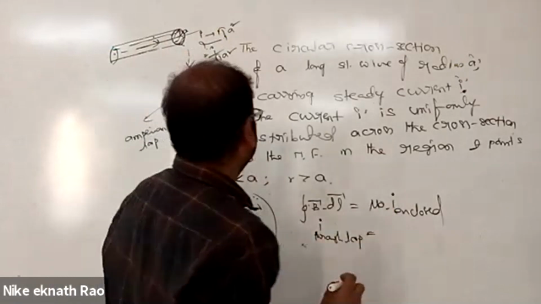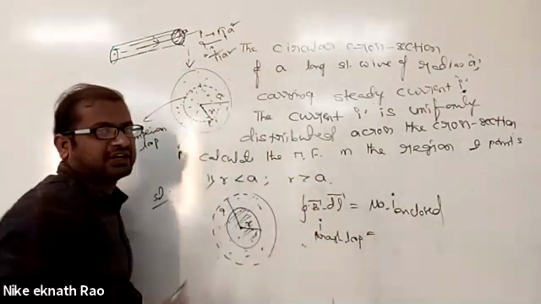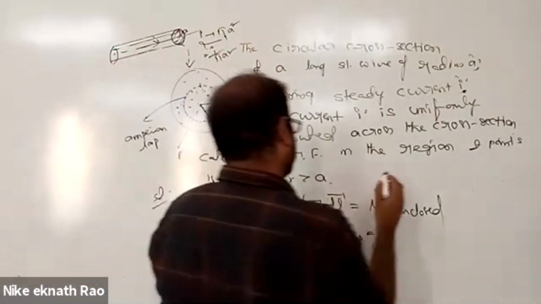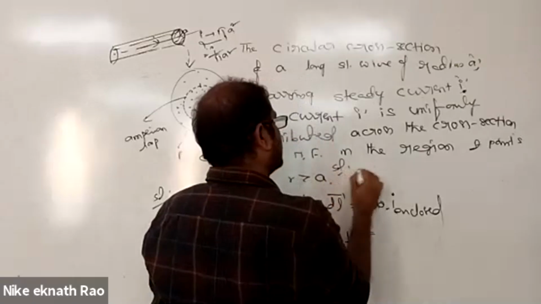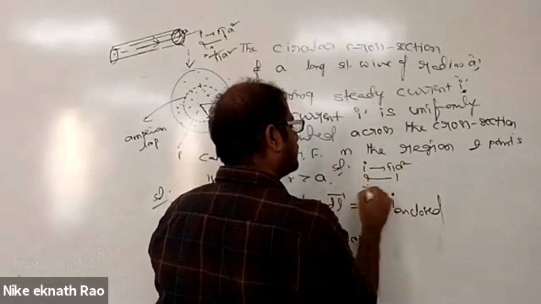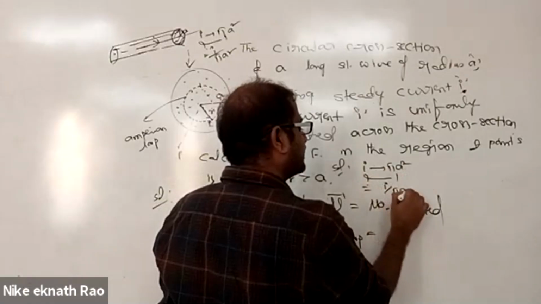Say current per unit area is current density. You can say current per unit area is surface current density. So here I is the current passing through area pi a square. So per unit area, how much current? That is I by pi a square.